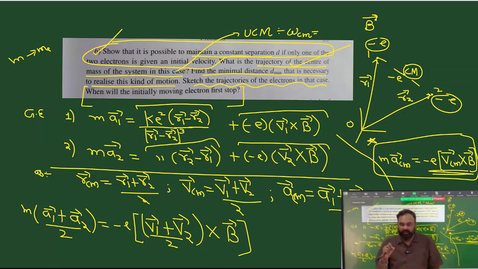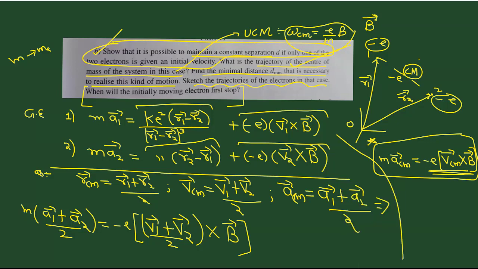And this becomes similar to the motion of one particle kept at the center of mass. Because in this case it would have been a uniform circular motion, it will possess uniform circular motion with omega, which is alpha v, which is E by m from this equation multiplied by B. This is the angular velocity of the uniform circular motion which the center of mass will possess, and it will also move on a circle whose radius is RCM. This is again interesting. RCM will be equal to VCM by omega CM. Omega CM comes out to be EB by M.